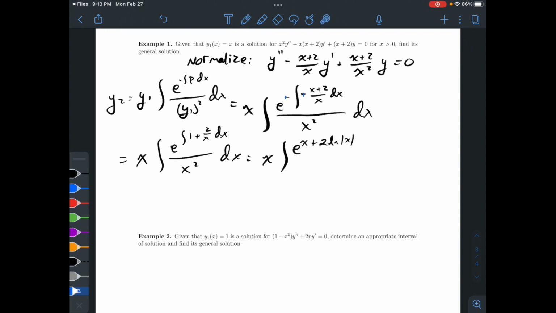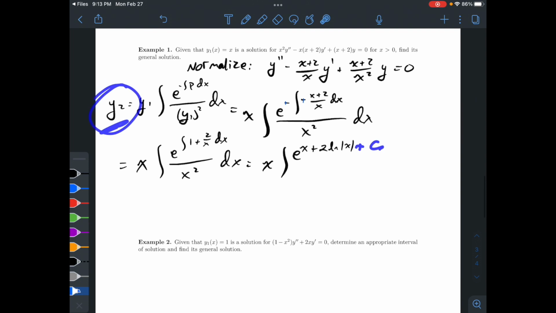We probably could just drop the absolute values right away just because x is assumed to be positive, but whatever. Oh, by the way, when you're doing this, we're just searching for a single solution for y2, so we don't have to put a plus c here or anything like that. We're just looking for one single function y2. The general solution is going to be c1 y1 plus c2 y2, so those c1 and c2s will more than make up for not putting a plus c over here.